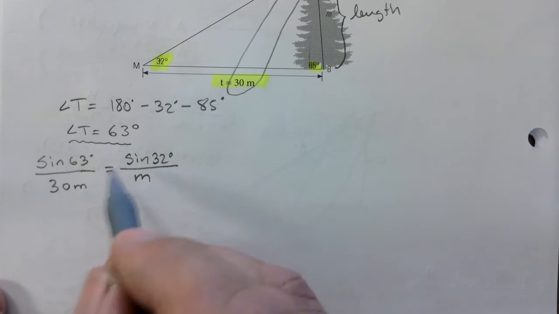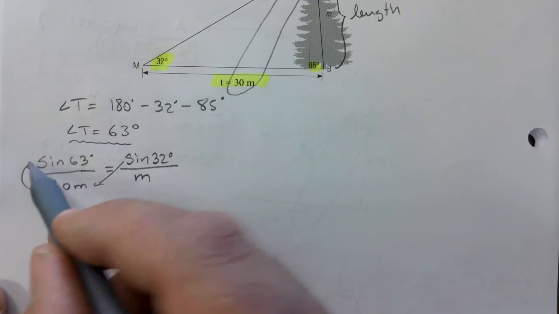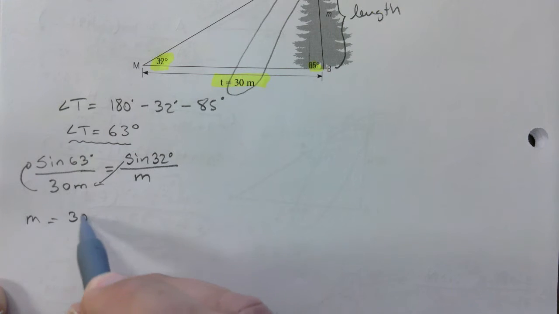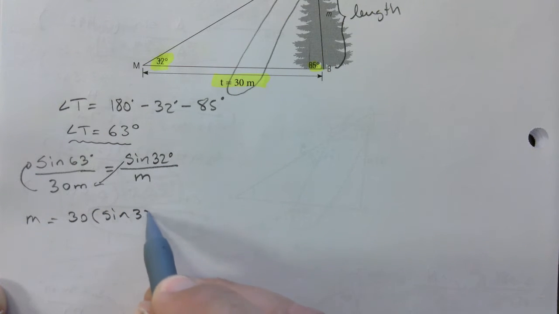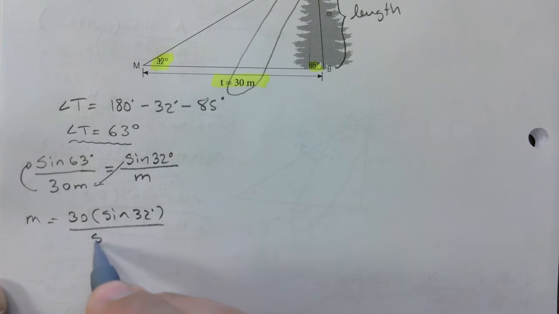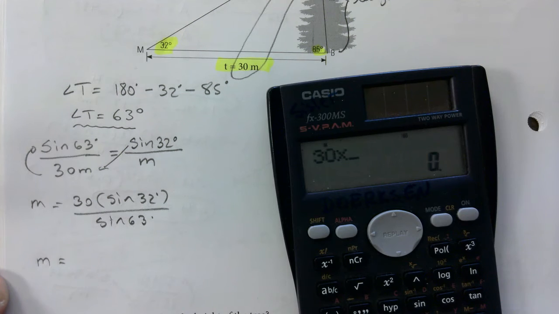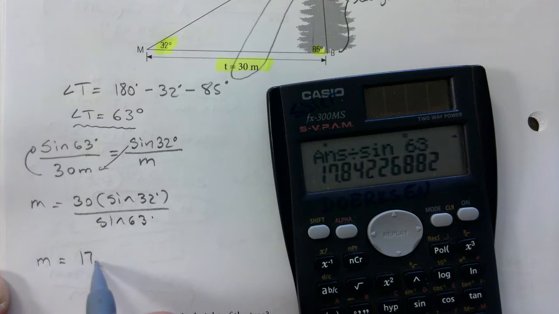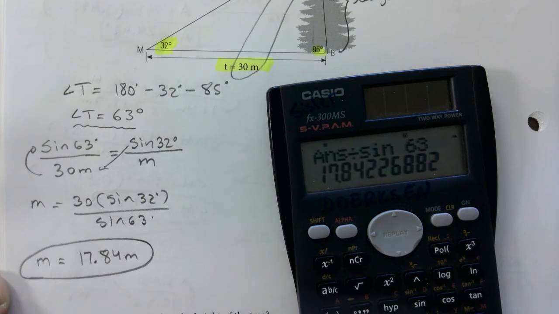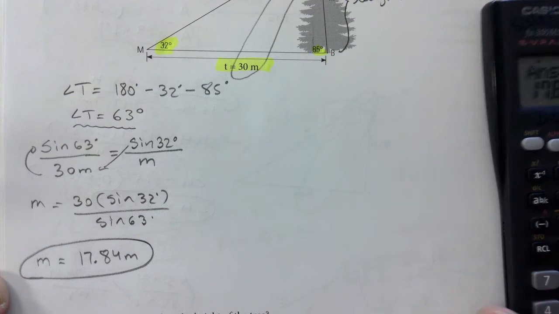Okay? And then let's cross multiply this part. So I'm going to make sure I show my work, right, to get full marks. It doesn't take much longer. It probably takes a few seconds to do that. 30 times sine of 32. If you have a calculator, follow along to make sure you remember how to do it. 17.84, and we are in meters. That's the length of the tree.